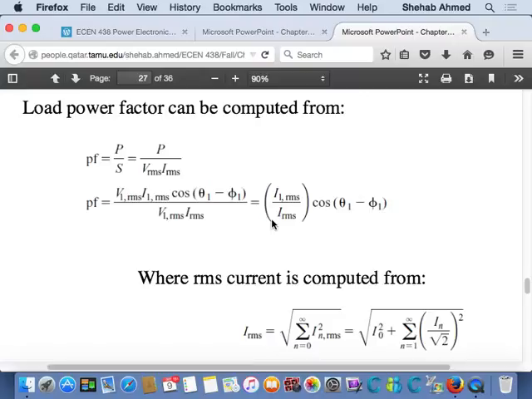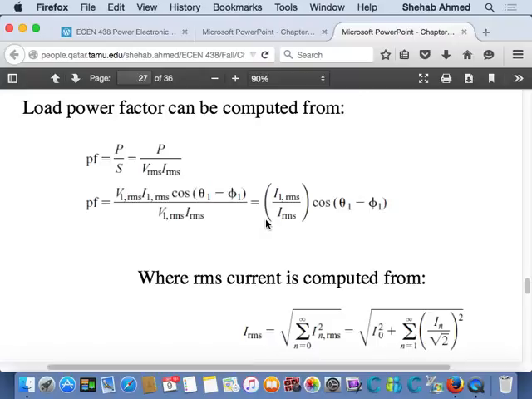So cosine 0 is 1. So ideally, I would like my power factor to be unity. Ideally, I would like it to do that. If I have harmonics in the system, can it be unity? It cannot be unity, right? So it's going to give me a poor power factor.